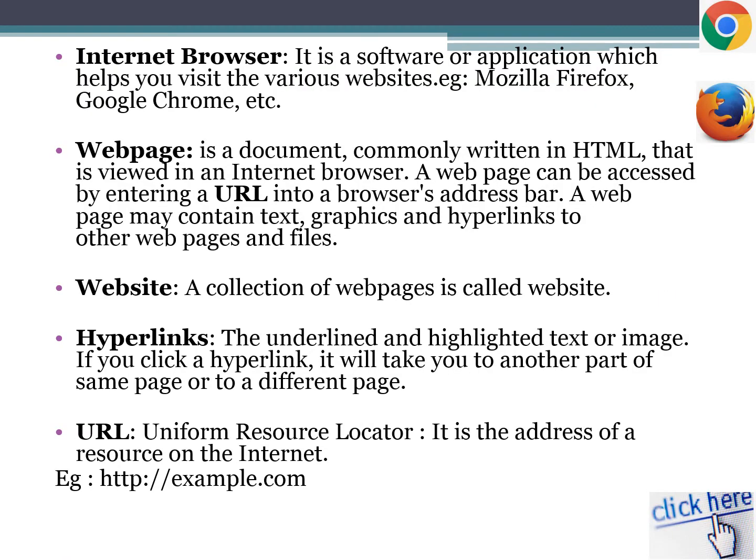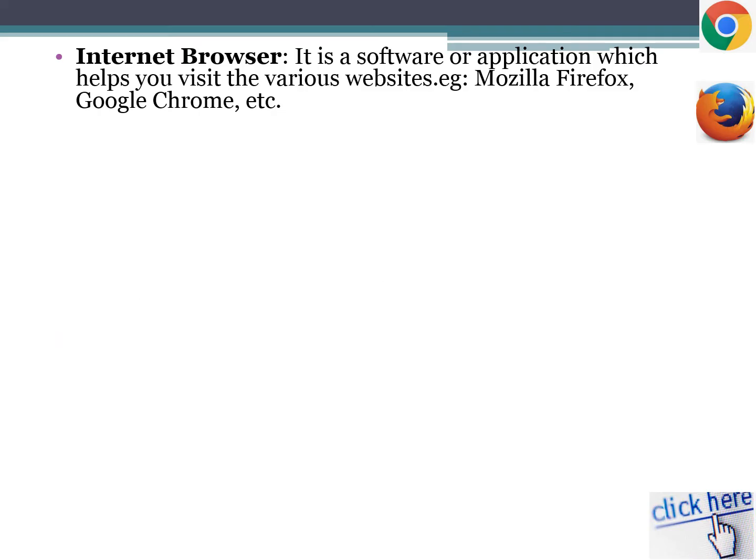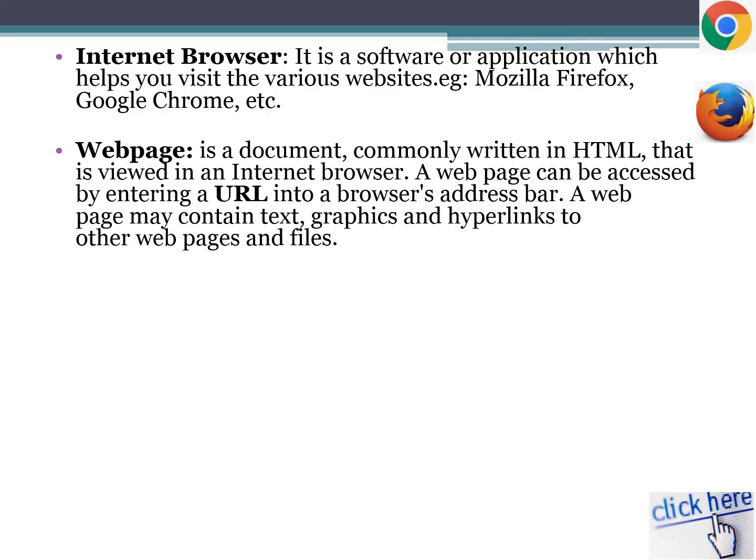Talking about internet and its application, let us now look into some of the common internet terms. The first one is a browser, an internet browser. Now, these are applications or software which help us to visit various websites. For example, Google Chrome, Mozilla Firefox, or Internet Explorer. All these help us to visit various websites. Whenever I want to open a website, I open the browser first and then I enter the address of that website.